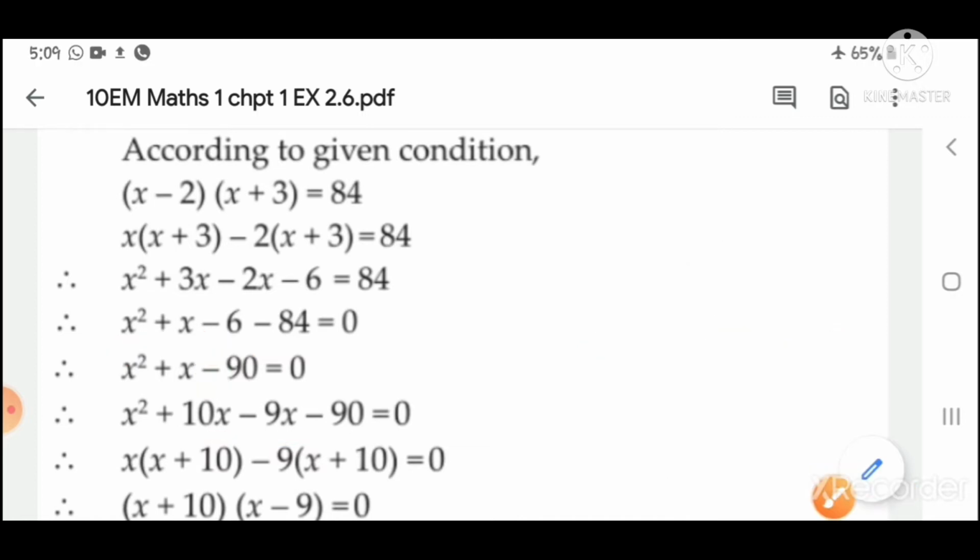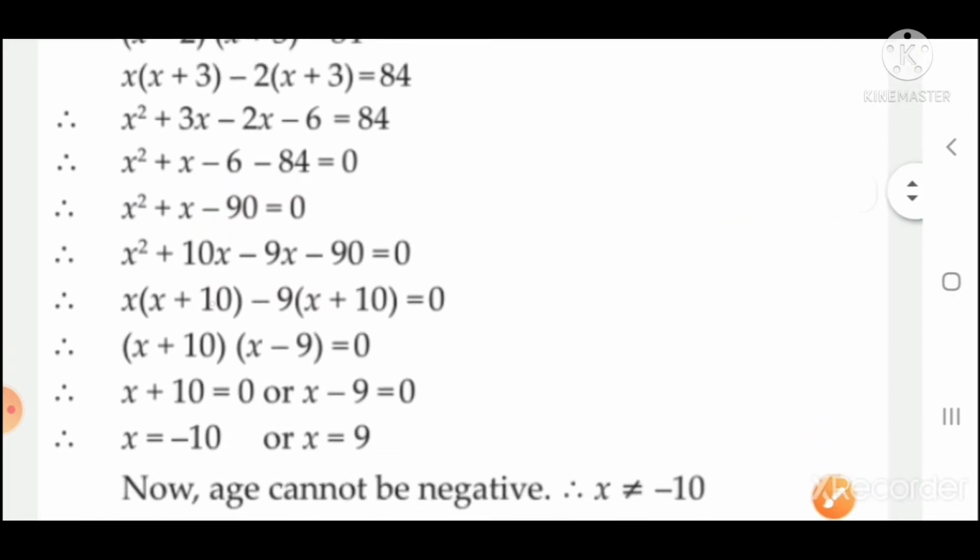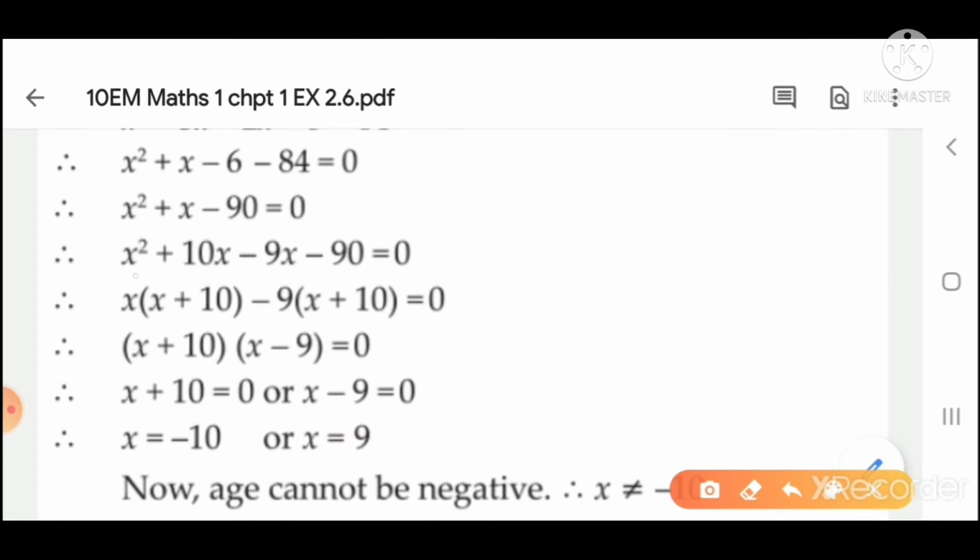So once you have done this, now you know the rest of the thing. Take the common from here: x will be the common, and here also 9 will be the common. So you got x bracket open x plus 10, minus 9 bracket open x plus 10, equal to 0. This is the common thing, x plus 10 and x plus 10.